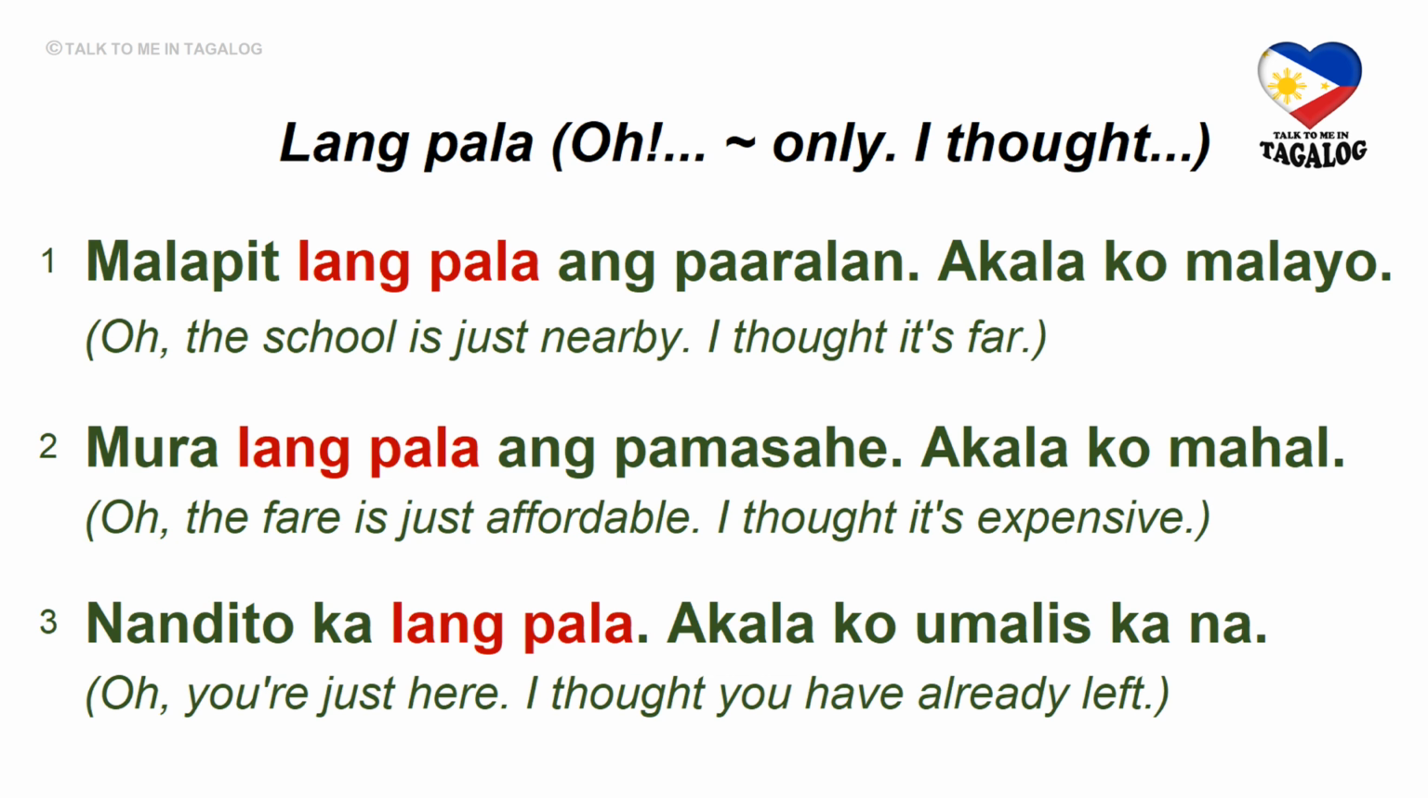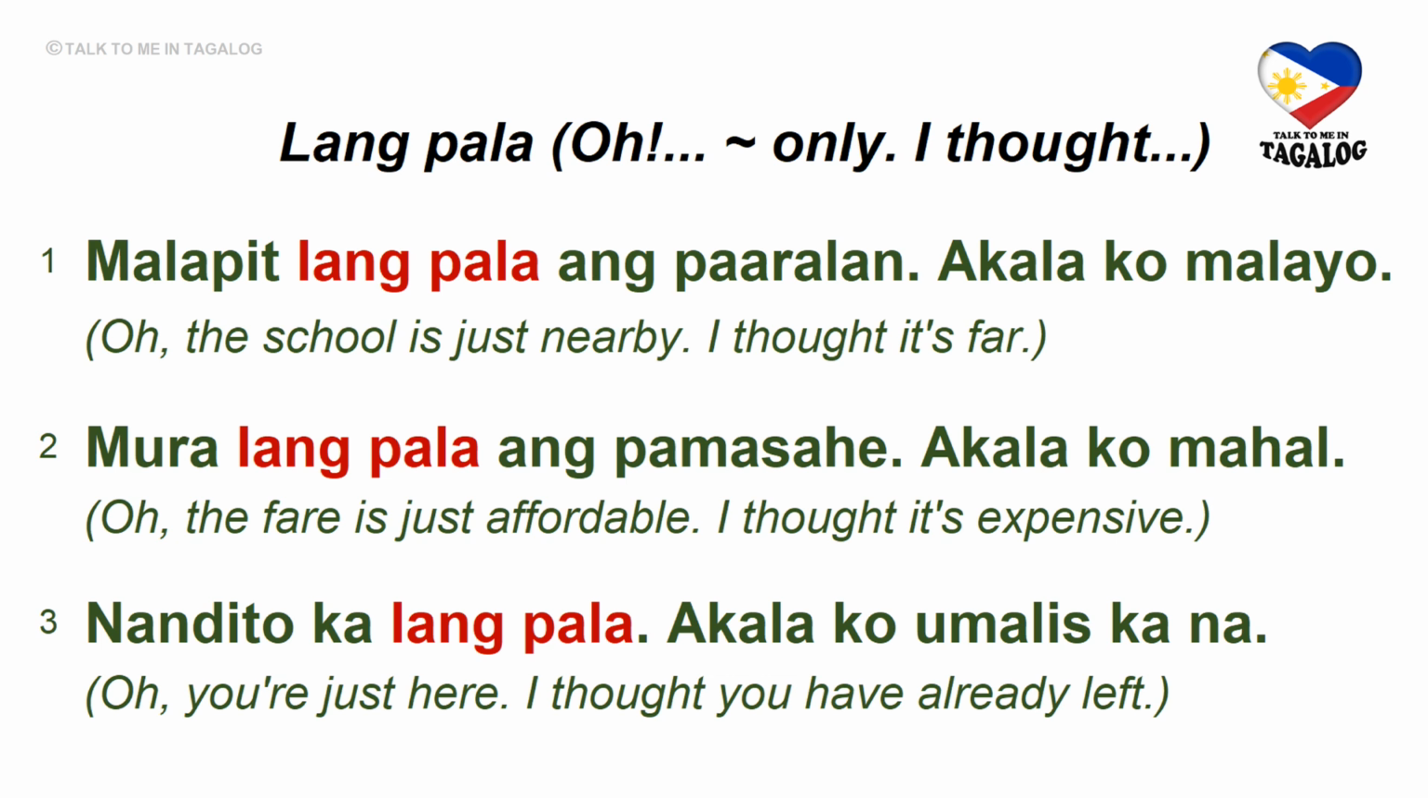Akala ko means I thought, and malayo is far. So this sentence means you used to think that the school was far, but now you have just discovered that it is just nearby. Malapit lang pala ang paaralan, akala ko malayo. Oh, the school is just nearby. I thought it's far.